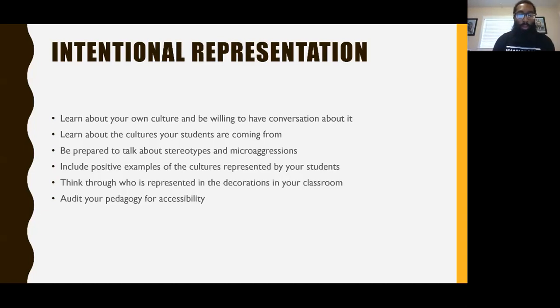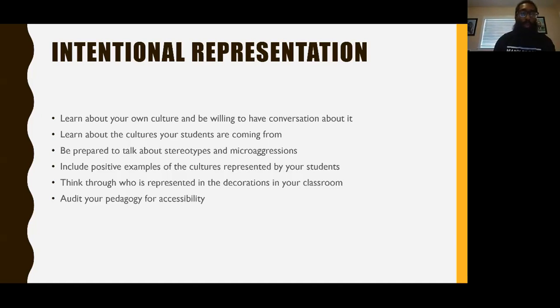And also here, just making sure to audit your pedagogy for accessibility. So, are we only utilizing lecture? Are we only utilizing midterm and final tests as a way to evaluate students' learning progress? Or do we think about making sure that we incorporate a wide variety of ways for the students to retain the information through visual means, oral means, and tactile means.